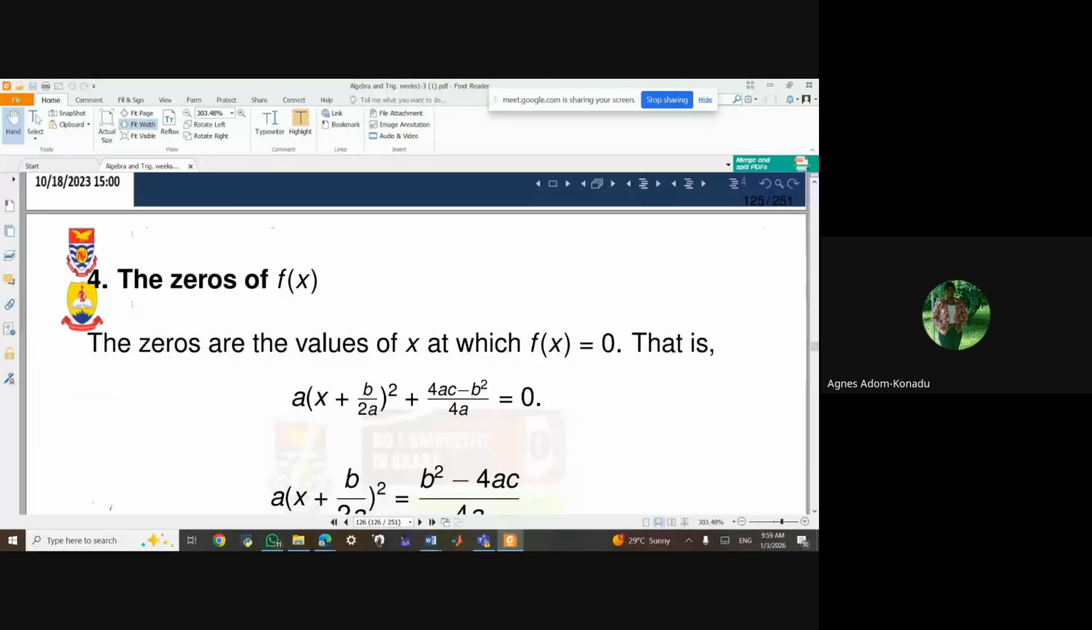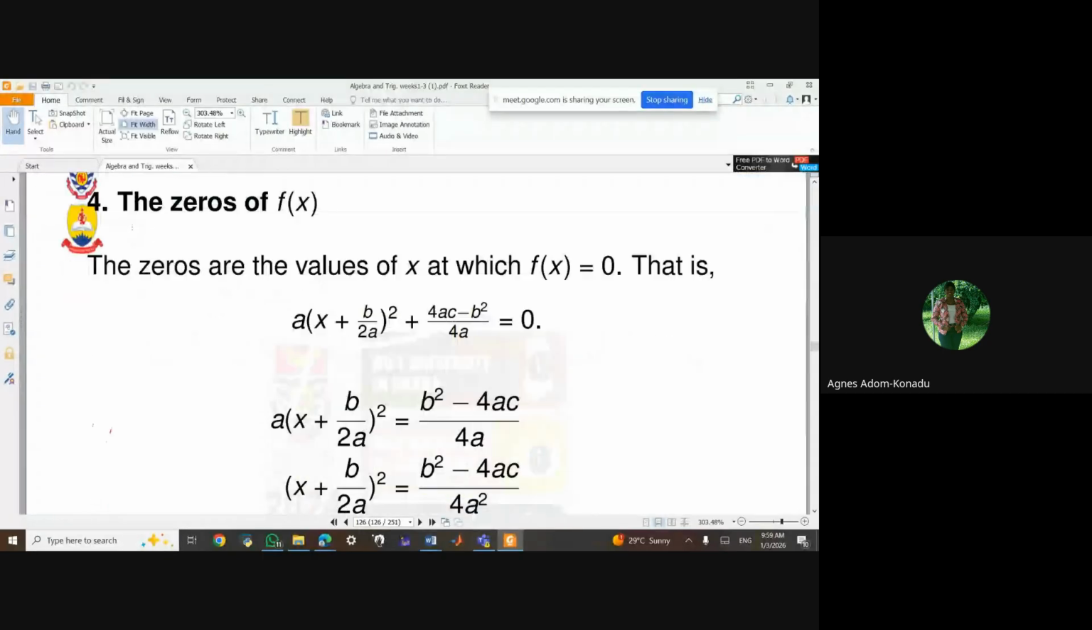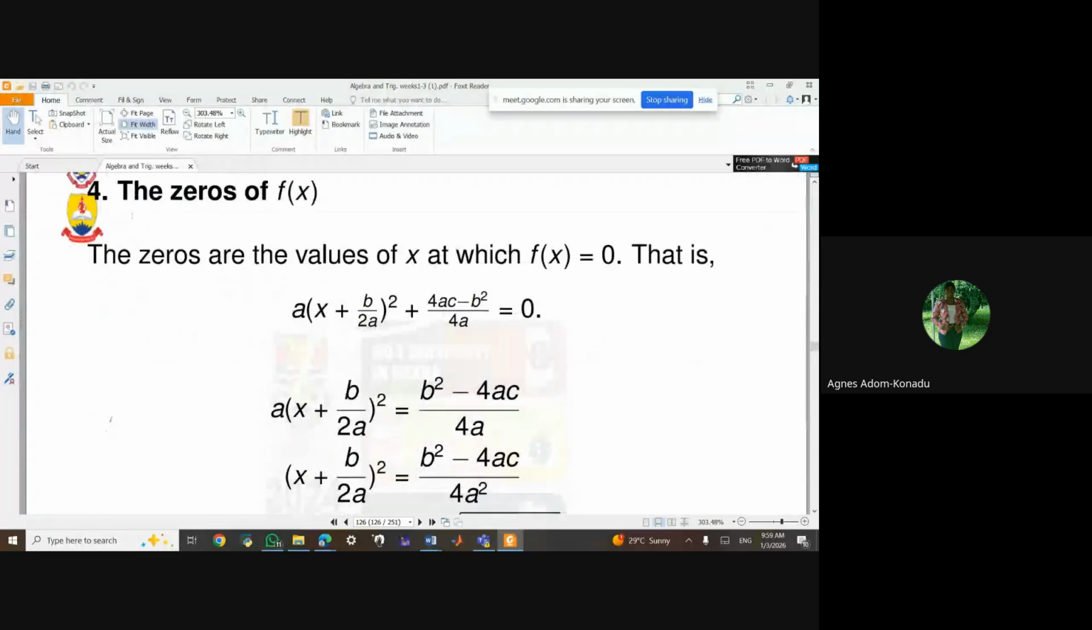Okay, now, so I was talking about the zeros of the function. So the zeros are the values of s at which f of s equals 0. So to find the zeros, we let our f of s or our y be equal to 0. So the zeros are the same as the x-intercept or the s-intercept. There's another one I've forgotten. Okay, so it means that my y.